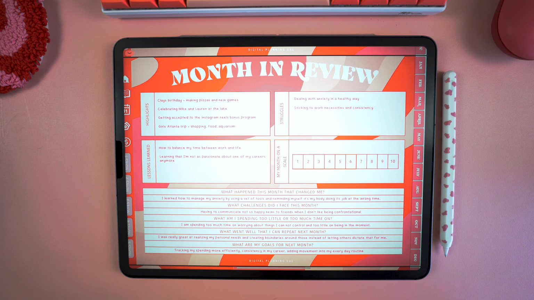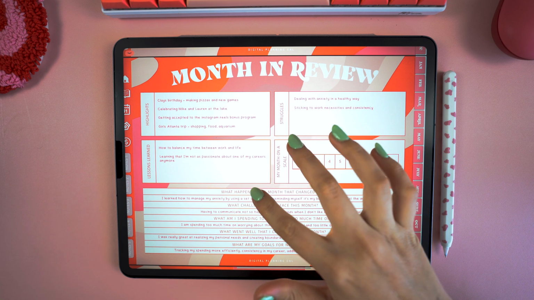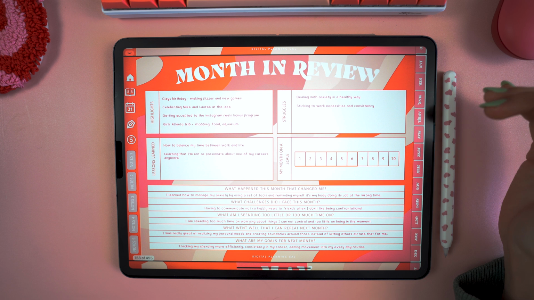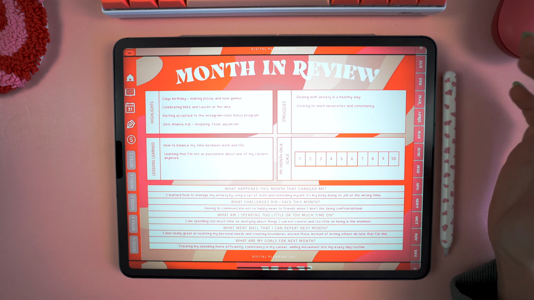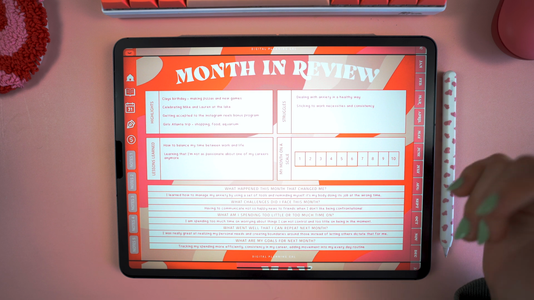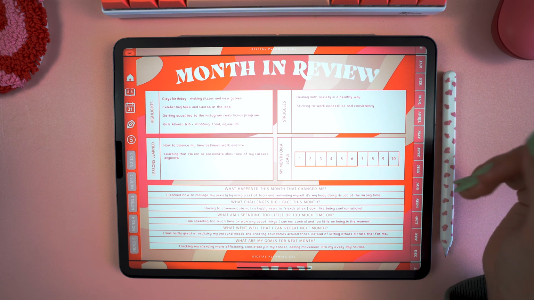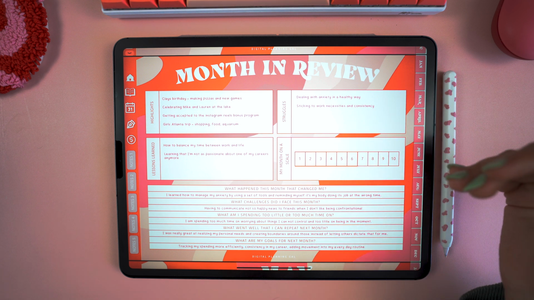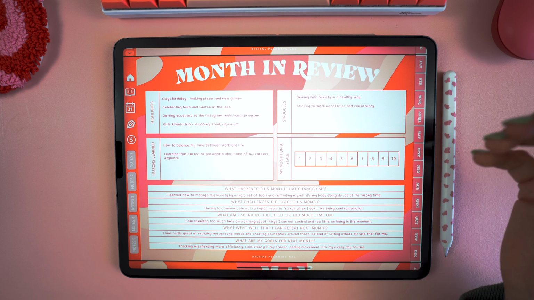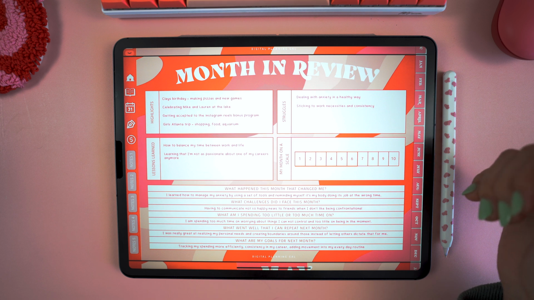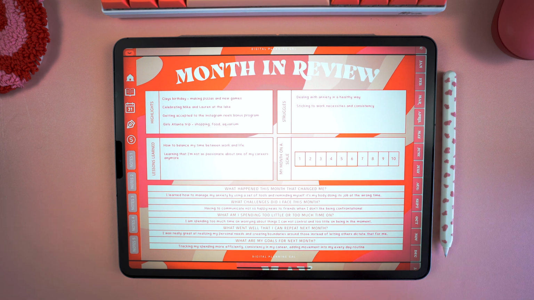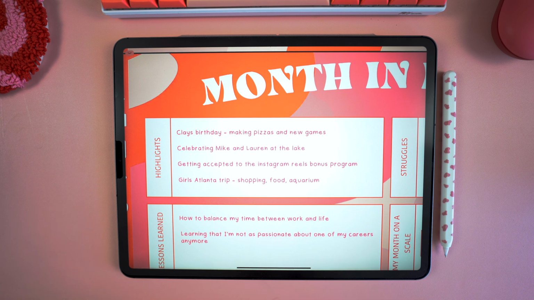Alrighty guys, I have just finished filling out my month in review, and I have to say this was one of the more interesting month in reviews to fill out for me because I did have a very tough March and April when it came to my mental health, but I found that I made a lot of progress. Looking at this month in review and filling it out really gave me an appreciation for the hard work that I put in this month, creating new aspects of my life that are fulfilling and exciting. Going into some details, highlights.